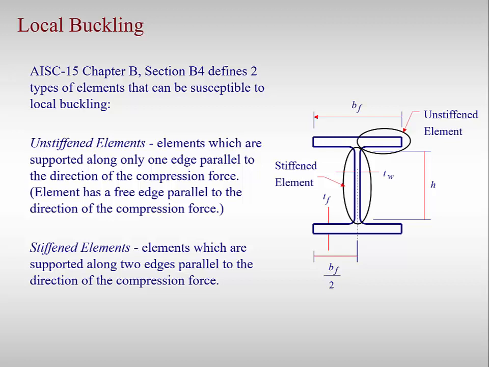Two types of cross-sectional elements are defined: unstiffened and stiffened. Unstiffened elements are supported along only one edge parallel to the direction of the compressive force. For a W shape, these are the half flanges. For a WT, the stem or web is also included as an unstiffened element. Stiffened elements are supported along both parallel edges in the direction of the compressive force. The webs of the W shapes are classified as stiffened elements, as well as walls of HSS shapes.